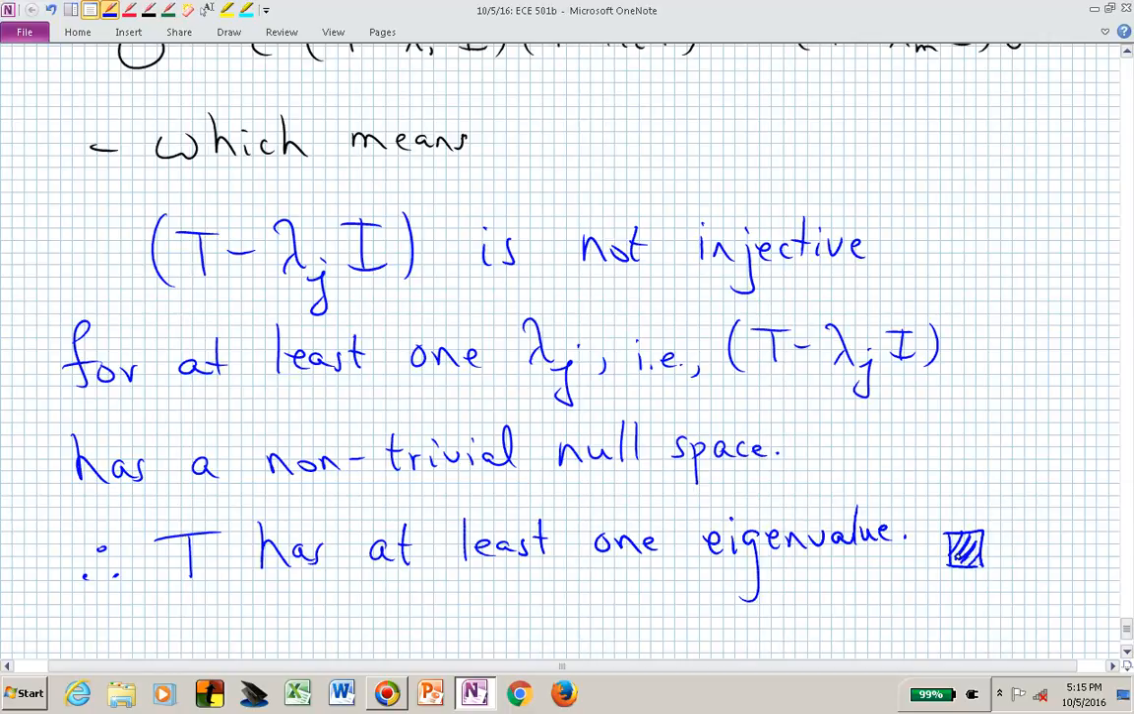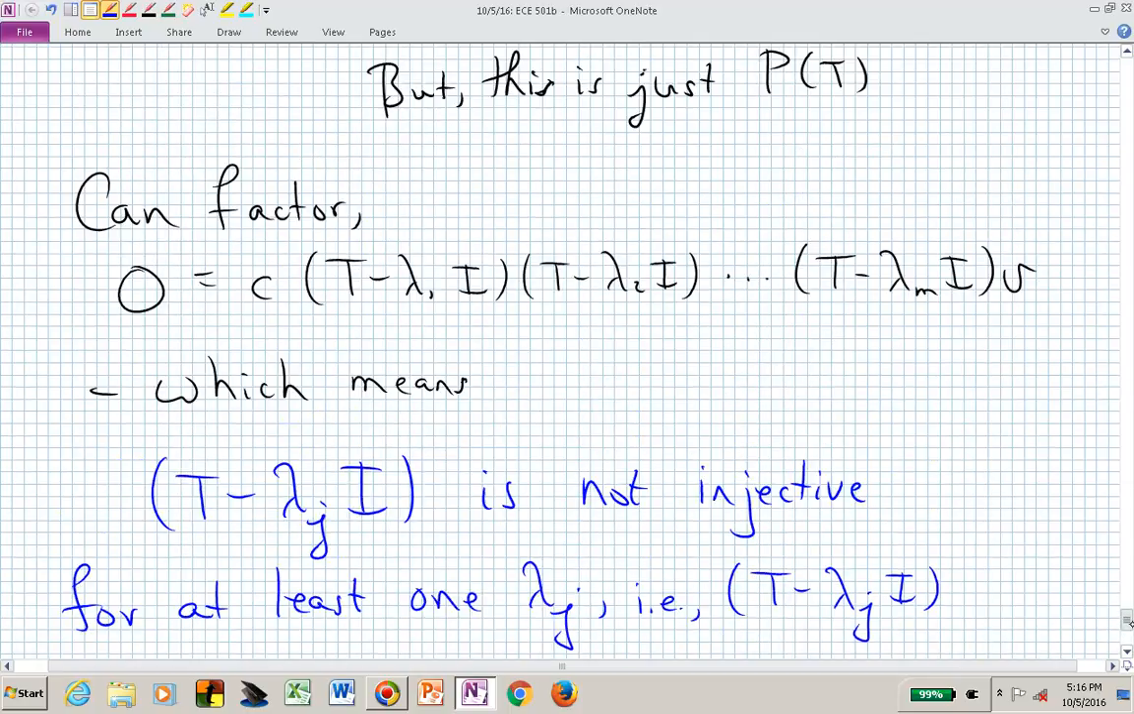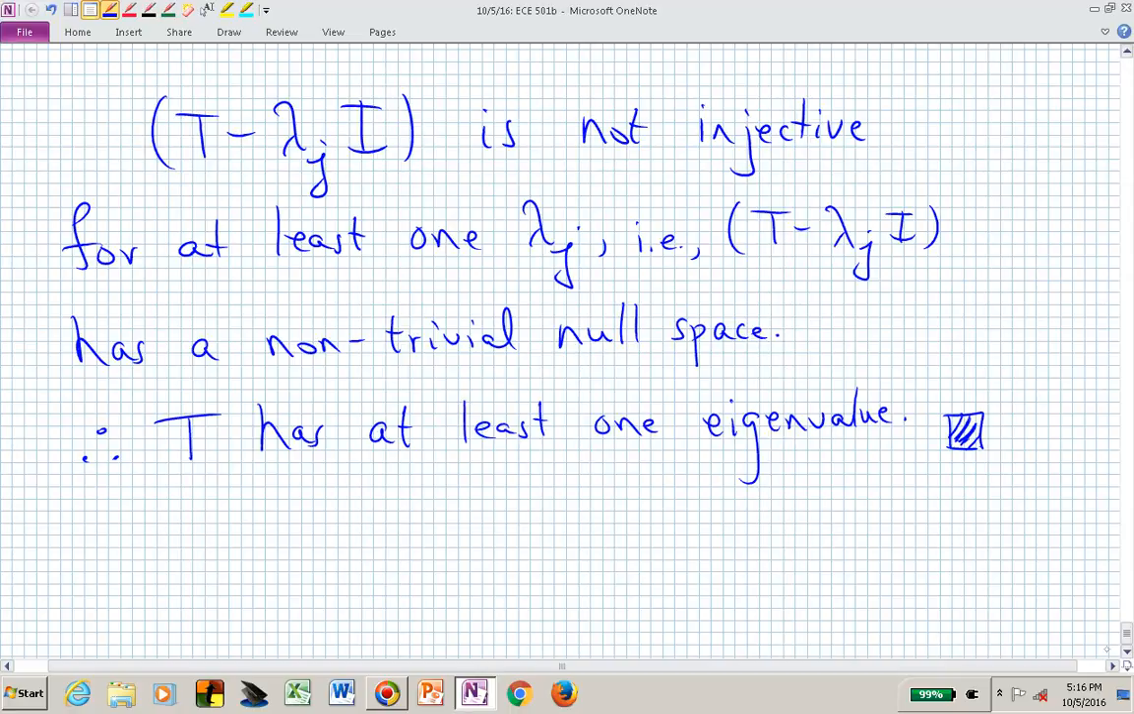And I will say that that's where we will stop. So that's now what we were able to conclude from this discussion. We were saying that this factored form of that polynomial in T had to be 0, which means that one of those factors has to have a non-trivial null space, or one of those factors has to be non-injective. And if that's the case, then we have found at least one eigenvalue for that linear operator. And we'll pick up at that point on Monday.